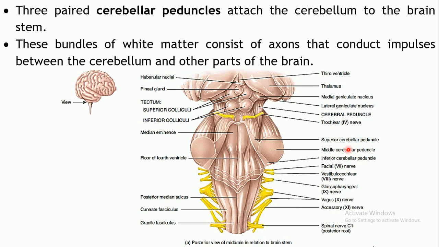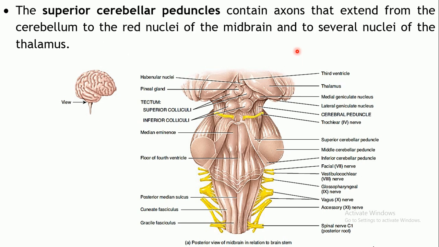So these cerebellar peduncles mainly comprise bundles of white matter, which comprise the axons. Now there are three pairs of these cerebellar peduncles. That is the superior cerebellar peduncle, middle cerebellar peduncle and the inferior cerebellar peduncle.